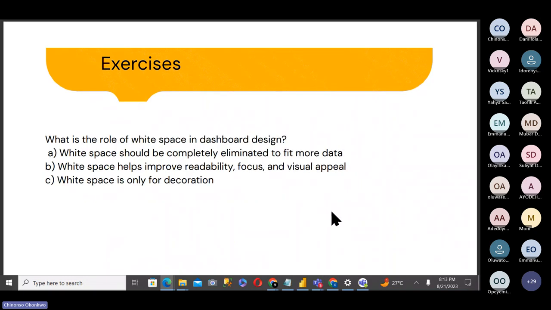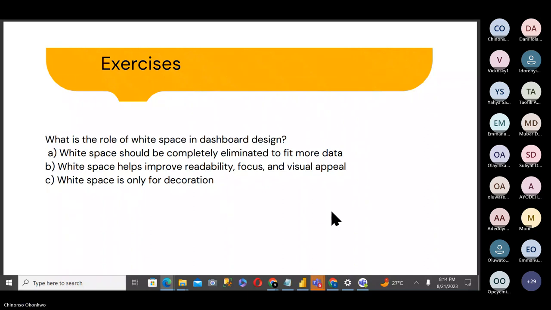I didn't talk about this earlier because I was going to talk about it now. So I want you to answer this. What is the role of white space in dashboard design? White space should be completely eliminated to fit more data. White space helps improve readability, focus, and visual appeal. Or white space is only for decoration.